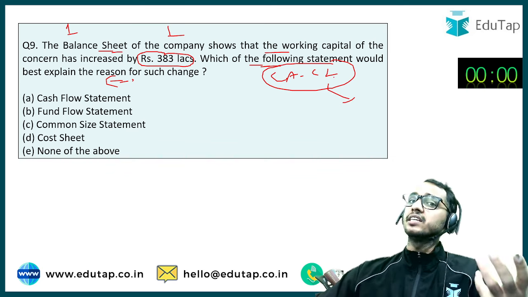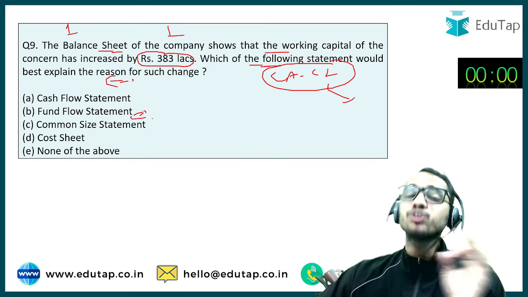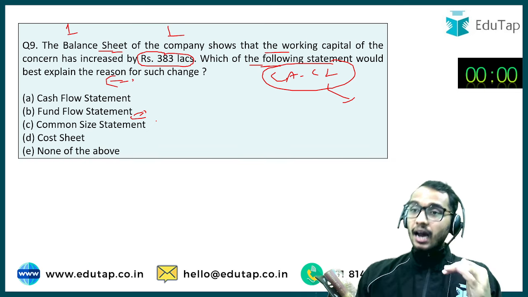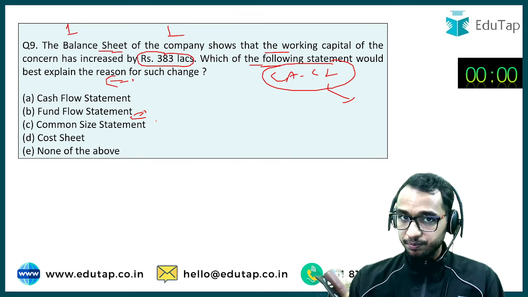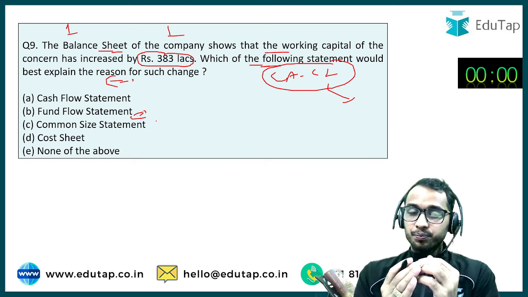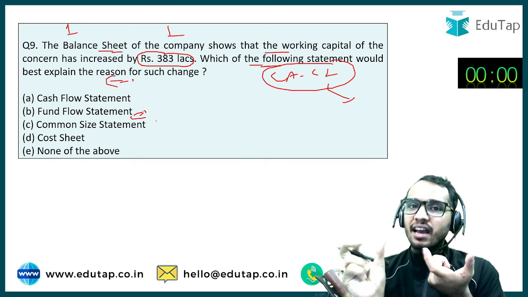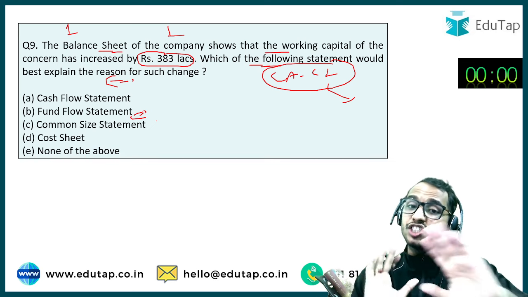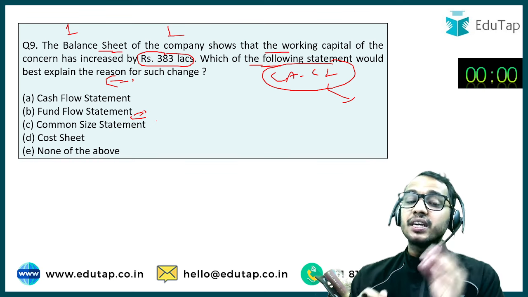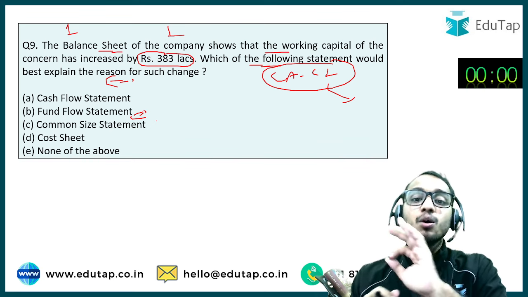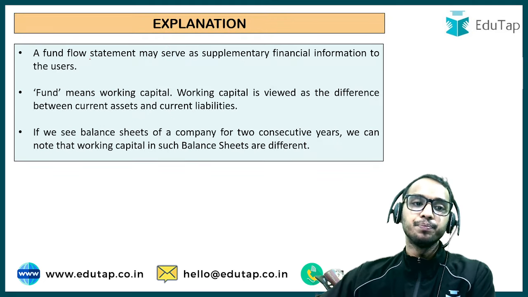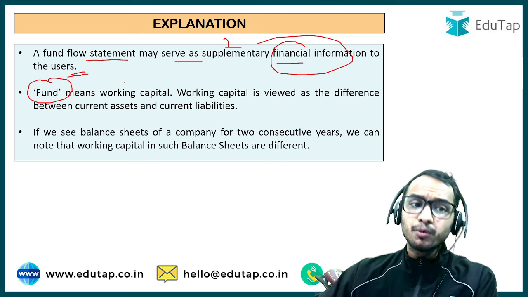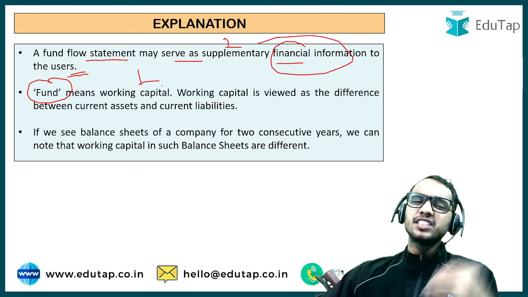The reason for such change is explained by the fund flow statement, because fund flow statement gives you the sources of funds, of long-term funds, and the application of the long-term funds. So when you balance these two, sources and application, whatever amount you get gives you the idea about change in working capital. So fund flow statement gives you the reasons for change in the working capital. So the answer would be option number B. A fund flow statement may serve as the supplementary financial information to the users. Fund means what? Working capital, or you can call it change in working capital.